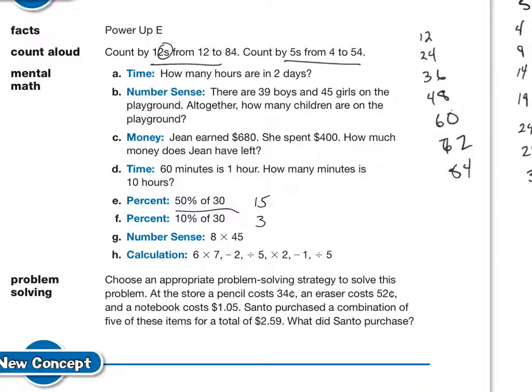8 times 45 is 8 times 40, which is 320, plus 40, which is 360, right? So 360. So if I have 8 angles that are 45 each, I'll have a total of 360 degrees. You can put it that way. That's where it's useful. 6 times 7 is 42, minus 2 is 40, divided by 5 is 8, times 2 is 16, minus 1 is 15, divided by 5 is 3.